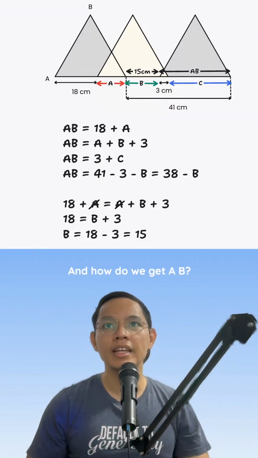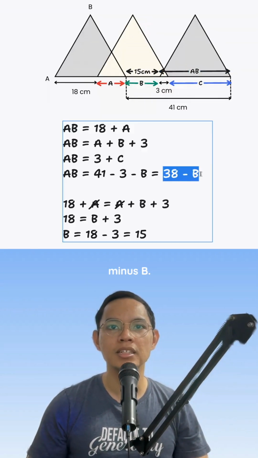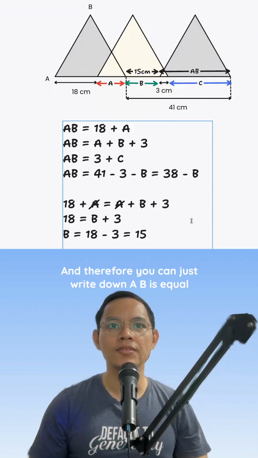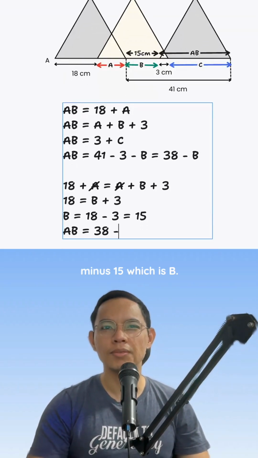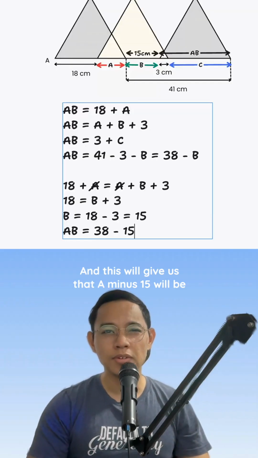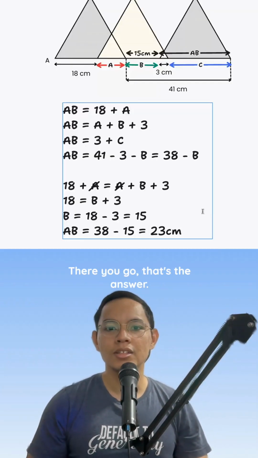And how do we get AB? Since we know B, you see that there is 38 minus B, and therefore you can just write down AB is equal to 38 minus 15, which is B, and this will give us 38 minus 15 will be 23 centimeters. There you go. That's the answer.